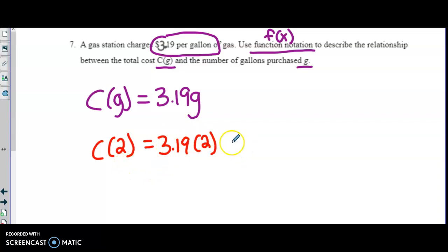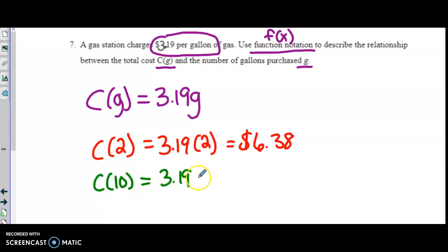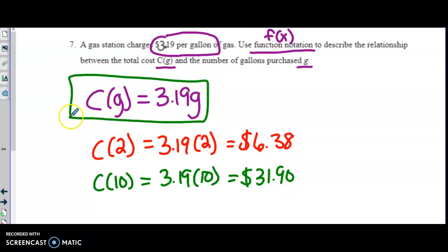So the cost of 2 gallons would equal $6.38. Now you don't have to keep finding all these. I just wanted to show you how the function rule worked. If you wanted to know the cost of 10 gallons, then you could plug in a 10 wherever you see G, and 3.19 times 10 would be $31.90. So that's just kind of how it works. You don't need to do that. You just need to write the rule.